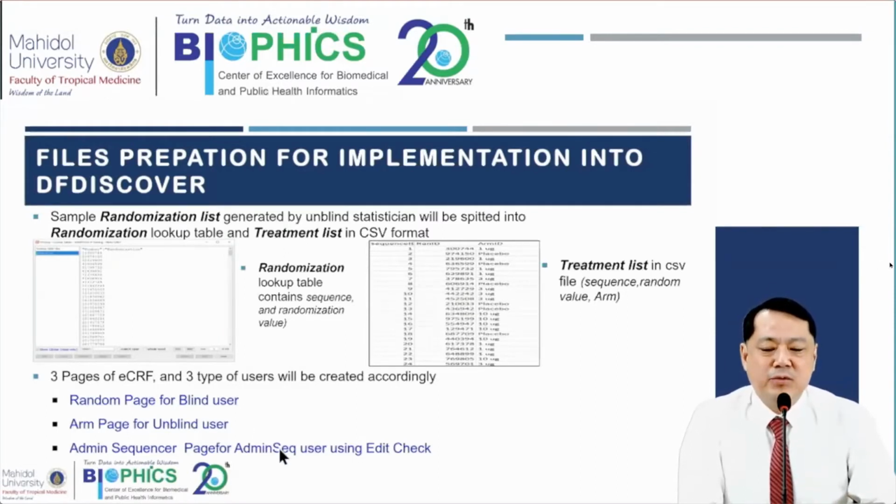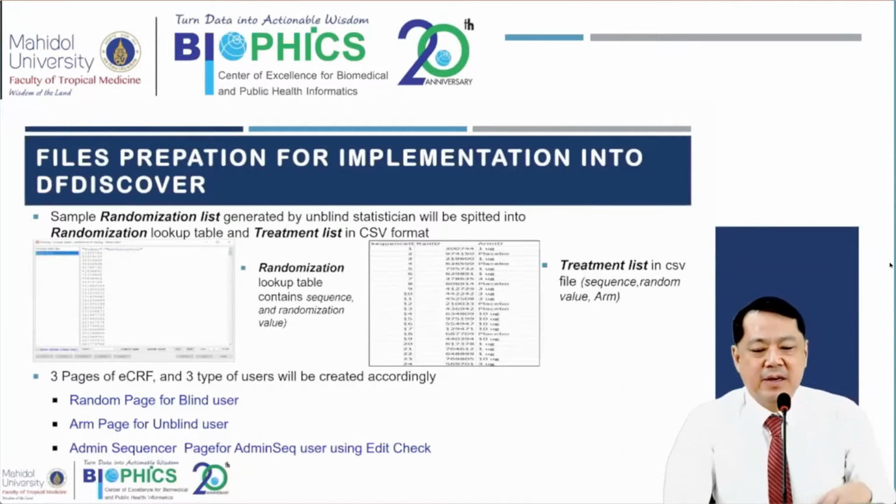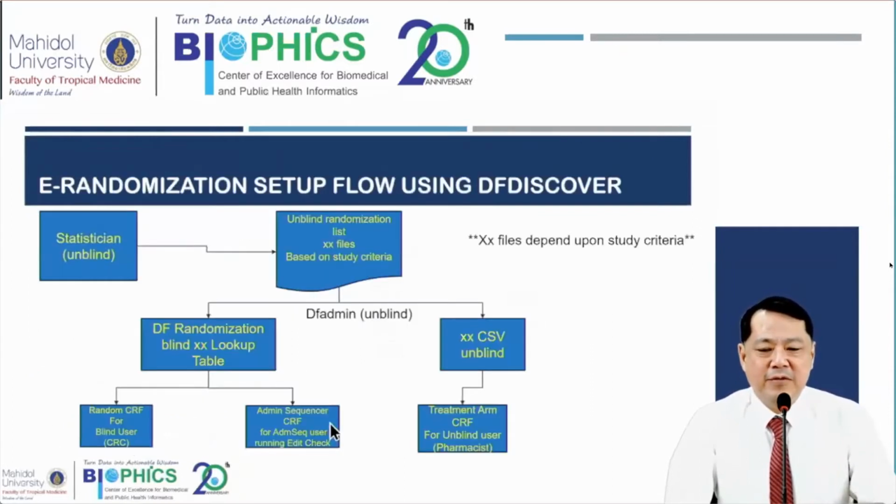And the third page will be the admin sequencer page. So this is how the system controls the sequence. If a randomization value has been assigned, this admin sequencer page will keep track of that sequence. If you convert that file into a flow, it should look like this.